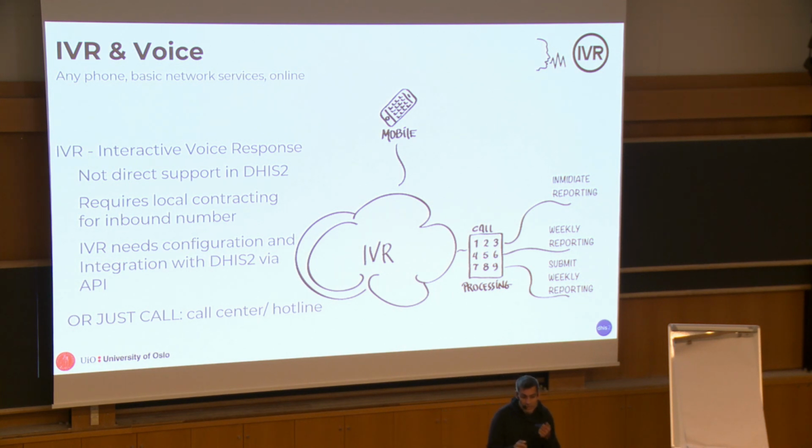But the way that it will work is that you will call, and then there will be a menu of options. Press 1 for immediate reporting, press 2 for weekly reporting, press 3 for submitting the weekly reporting. You press one number, it goes into the next menu. If you're reporting a death about this, press 2. If you're reporting a death, and then you go and go and go.